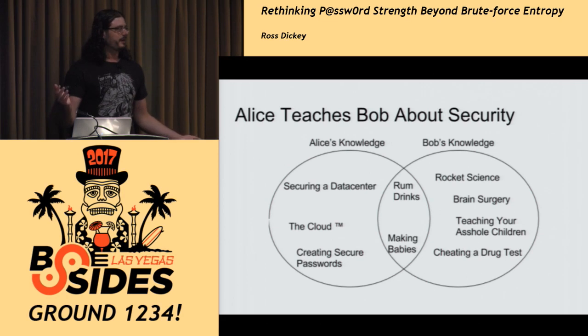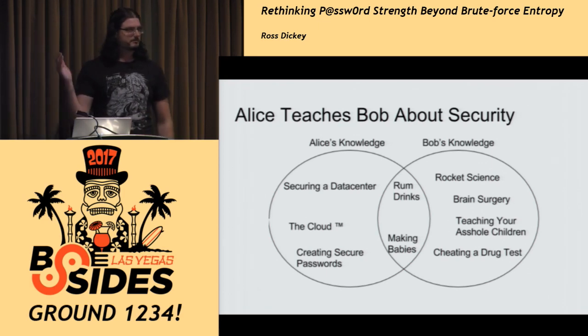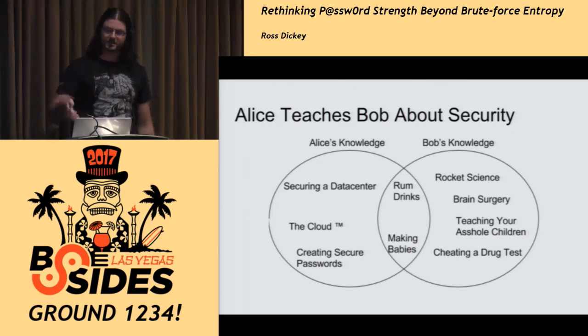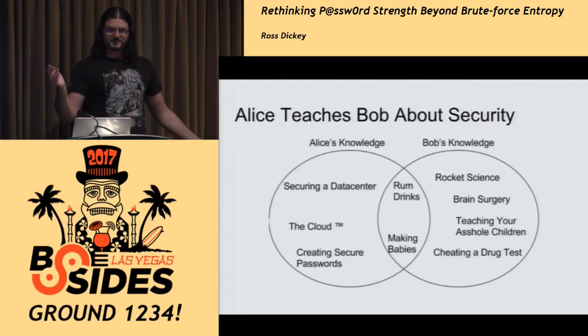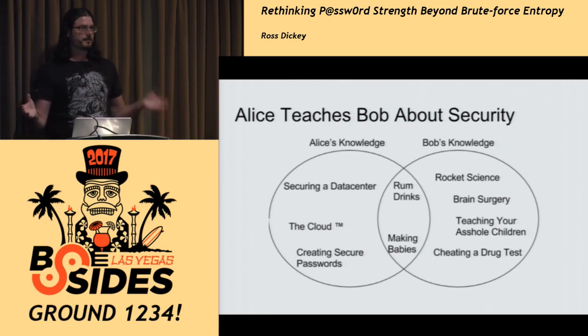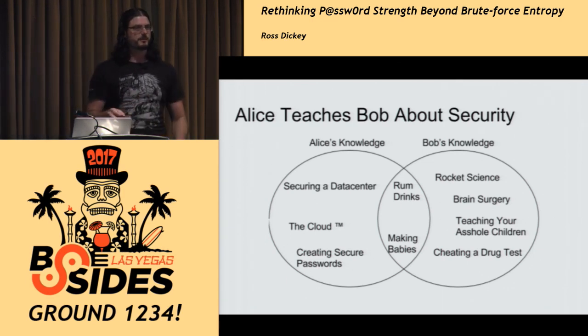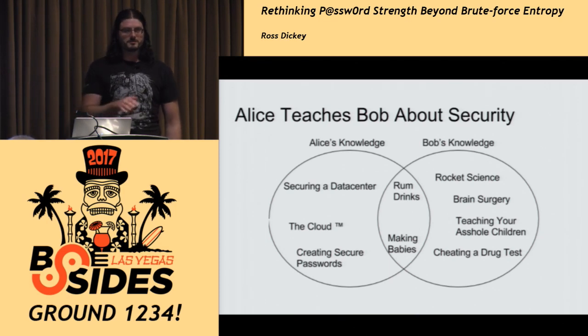So, little story about Alice and Bob. Alice is our security person. Bob is not an idiot, right? He's a computer science guy, engineer, scientist, lawyer, teacher, something. And he's smart, but his skills and Alice's skills don't completely overlap, right? There's some overlap, but he's not a dumb guy. So if you take nothing else away from this talk, remember that your users are not idiots. They just don't have the knowledge that you do.